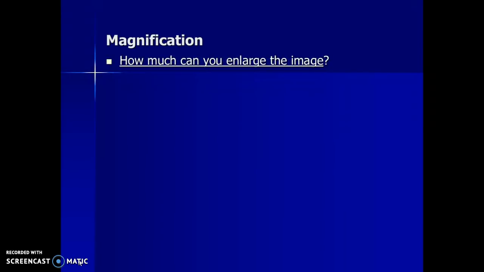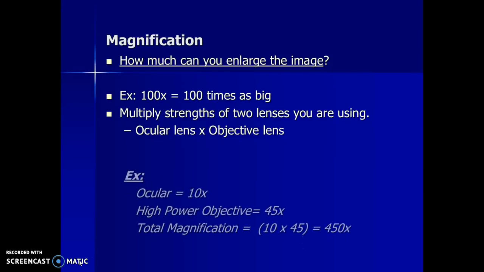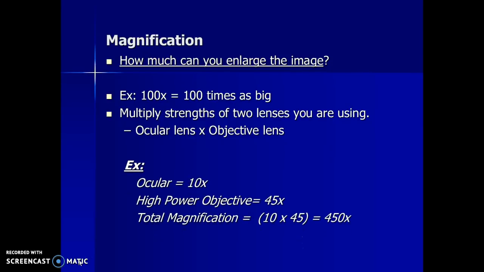Magnification is how much you can enlarge the image. Simply, you multiply the strength of the two lenses to find the magnification of a microscope. For example, if the ocular lens is 10x and the high power objective lens is 45x, then you simply multiply 10 times 45 and you get 450x, which means your image has been enlarged 450 times.